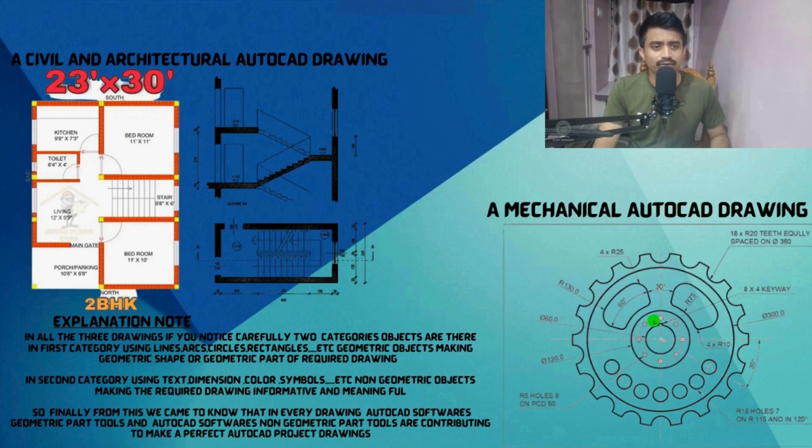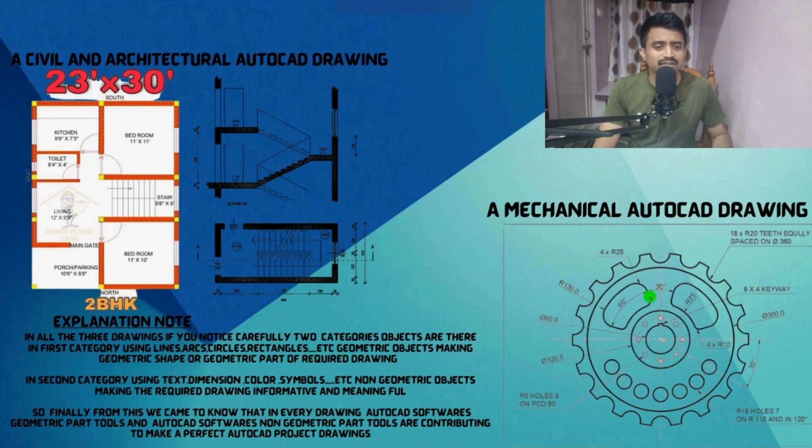Sir, how can we know that? Then you can see an explanation note I have written. In all three drawings, if you notice carefully, two categories of objects are there. In the first category, using lines, arcs, circles, rectangles, etc., geometric objects make the geometric shape or geometric part of the required drawing.